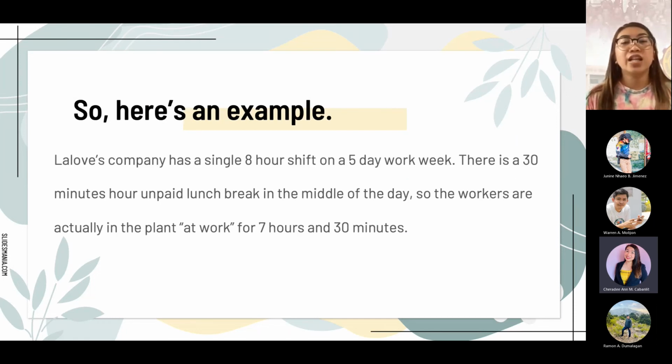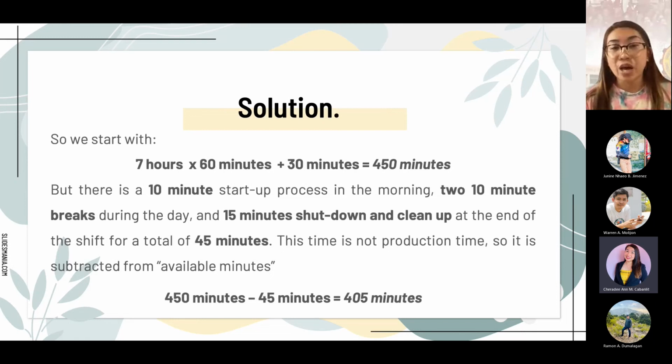So, here's an example. Lalab's company has a single 8-hour shift on a 5-day work week. There is a 30-minute unpaid lunch break in the middle of the day. So the workers are actually in the plant at work for 7 hours and 30 minutes. So there is a 30-minute lunch break. So we start with 7 hours times 60 minutes plus 30 minutes. That's 450 minutes. So minus 30 minutes in a 480-minute shift.